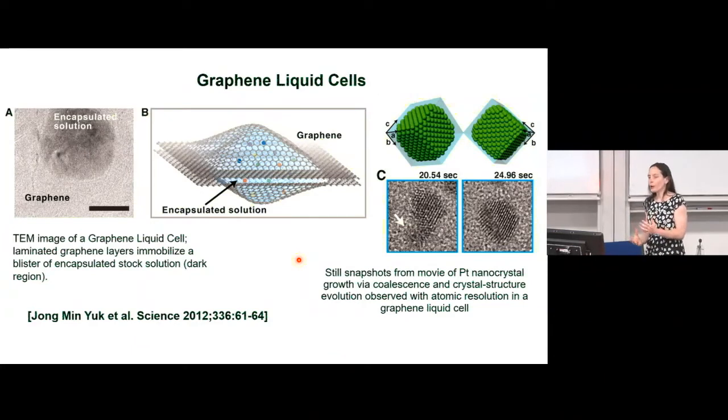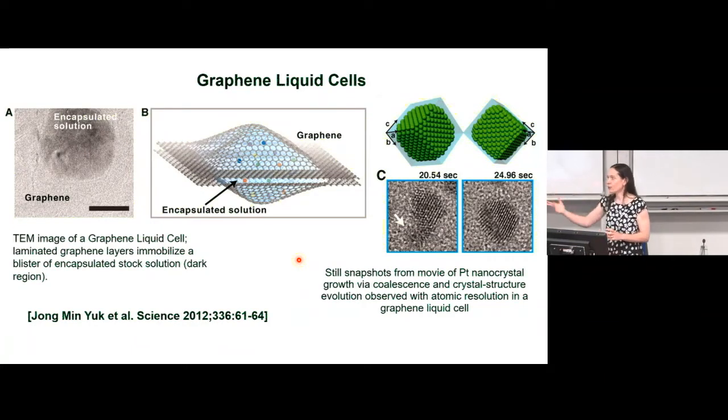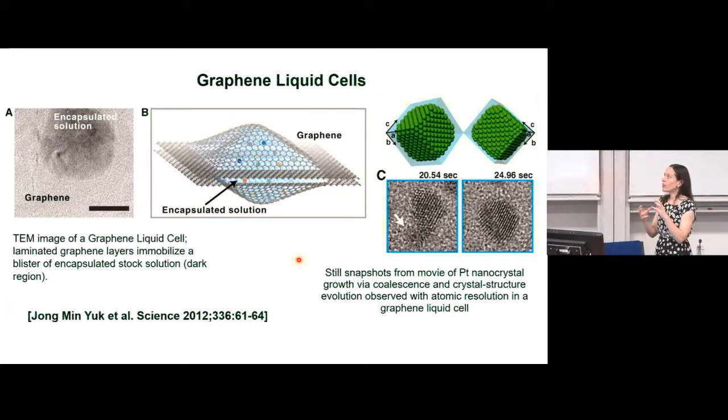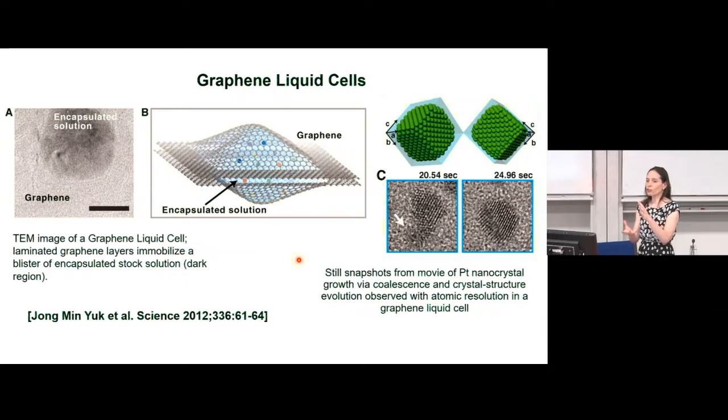So a decade ago, there was a lot of excitement generated by this first paper by Yuk et al. Based in California, where they showed that if you take two sheets of graphene and brought them together in the presence of liquid, then you could create a water bubble that was protected by the graphene from the vacuum of the electron microscope. And because graphene is incredibly thin, you can choose a bubble with a dimension of 10 nanometers or so, tens of nanometers.